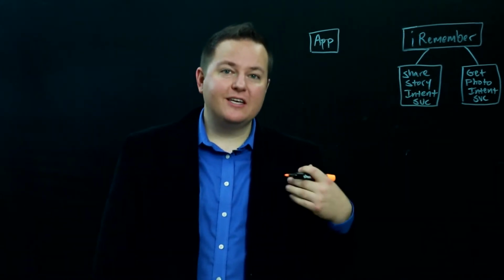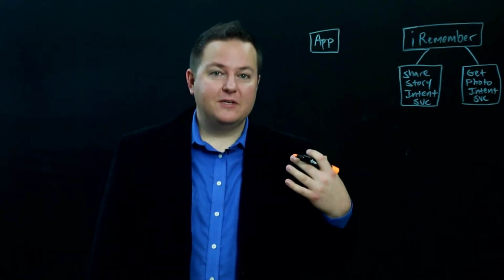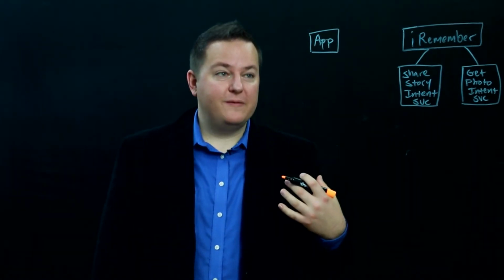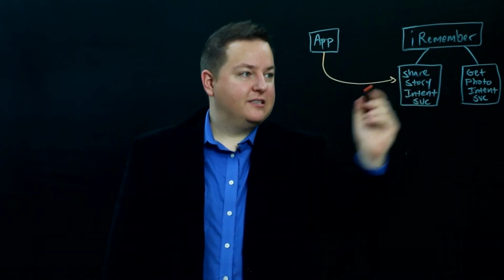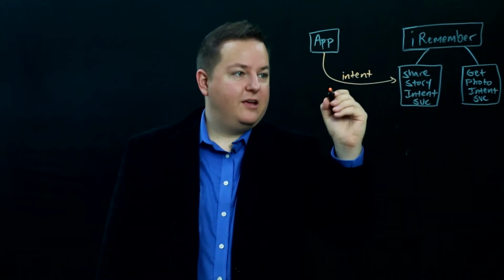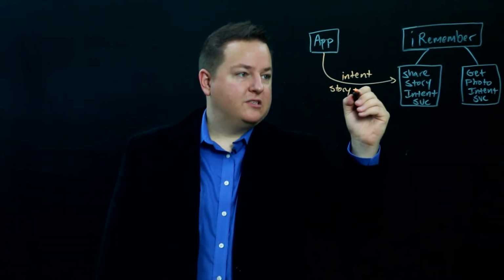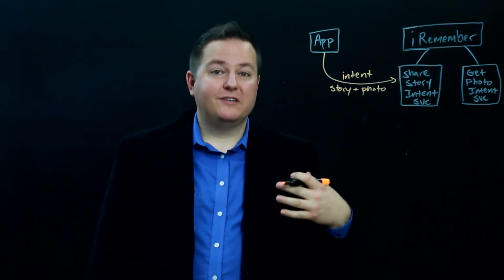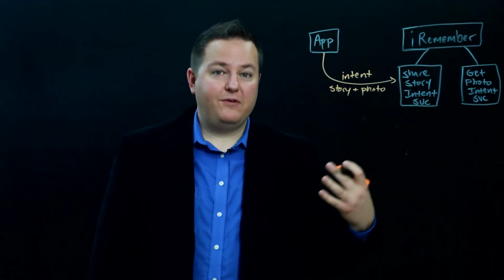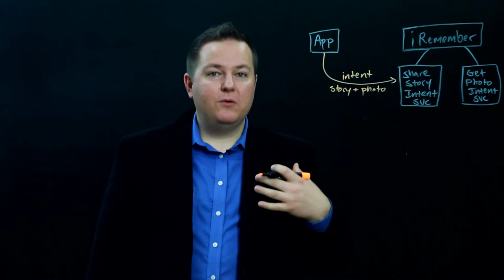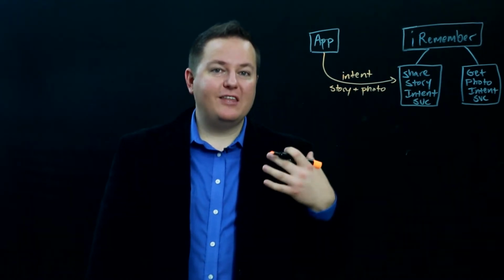So the first one is we decide that we'd like to be able to share stories via an intent, so that other apps that allow you to compose a story and maybe attach a photo to a story can simply send an intent to this service. So they'll send an intent, and that intent will have a story plus a photo. And then the service will go off and share that story and that photo that the other app sent to us.